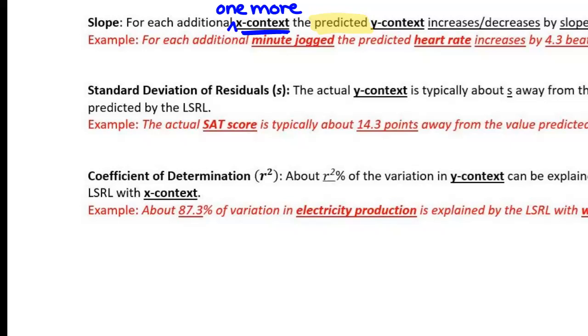Standard deviation of the residuals, that is our S. We talked about that in chapter 12B. The actual y in context is typically about S away from the value predicted by the least squares regression line.